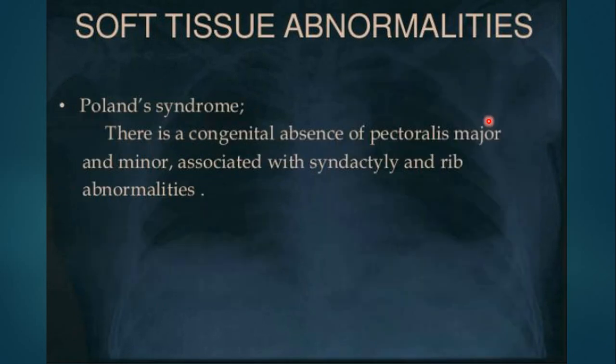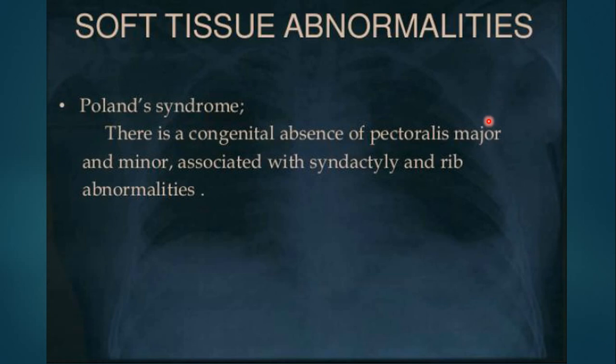There is something called Poland syndrome. Poland syndrome is congenital absence of the pectoralis major and minor. So the pectoralis major and pectoralis minor will be congenitally absent, and this will result in increased translucency and a unilateral hypertranslucent hemithorax. It's associated with syndactyly and with rib abnormalities.